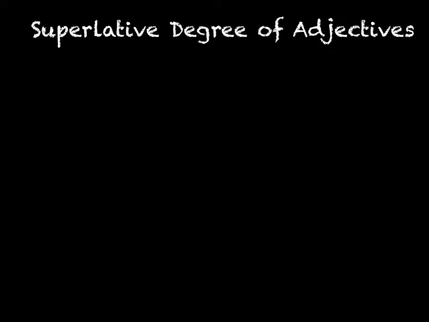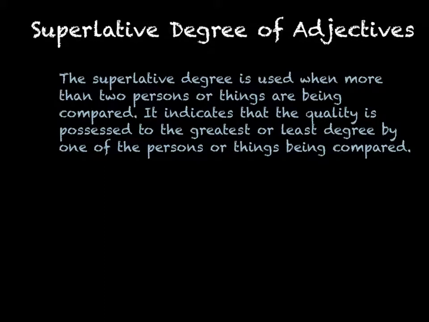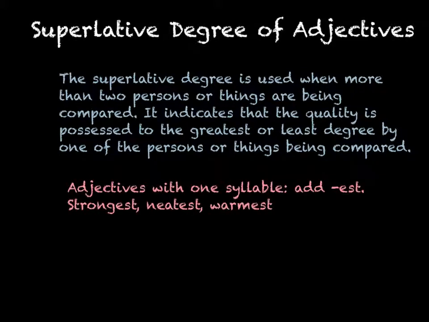Superlative degree of adjectives. This is used when more than 2 persons or things are being compared. It indicates that the quality is possessed to the greatest or least degree by one of the persons or things being compared. Adjectives with 1 syllable, you add est to the ending.